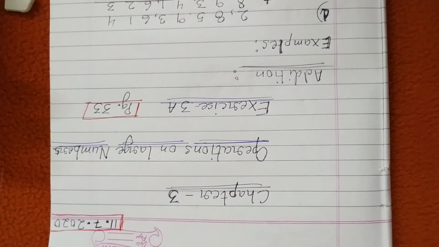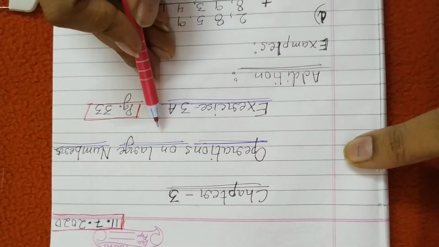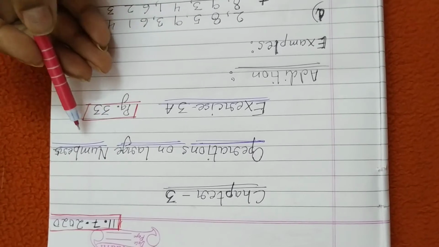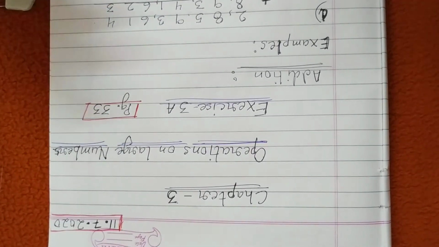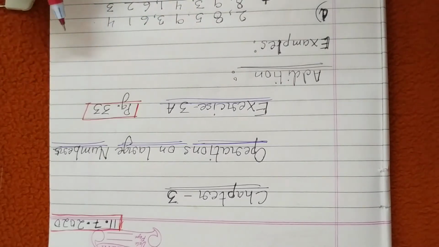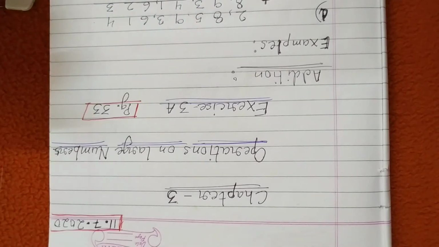Children, we are going to start with chapter 3, that is operations of large numbers. In this chapter there are basically 4 operations: addition, subtraction, multiplication and division. Today we are going to start with addition. We have already discussed properties of addition. Now let's see how we do addition.